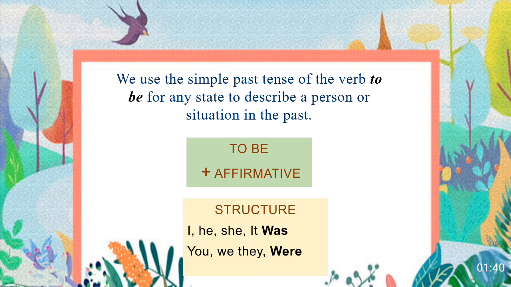For example, he was at school. We use you, we, and they for were. We can also use proper names of animals, people, etc. For example, Jancy was at school or Marsha was happy.